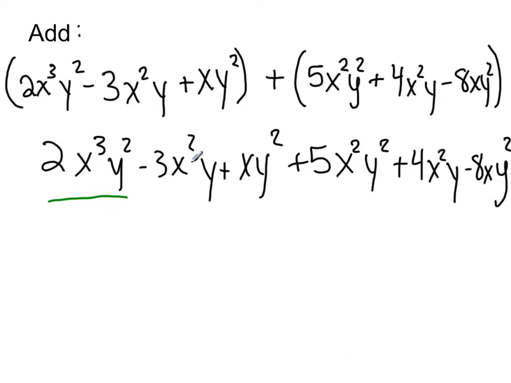This is x squared, no good. This is x to the first, no good. X squared, x to the first. There's not even an x cubed in sight, so there's no way there's a x cubed y squared. So go ahead, just bring him down. He doesn't have any like terms. Move on to the next one.